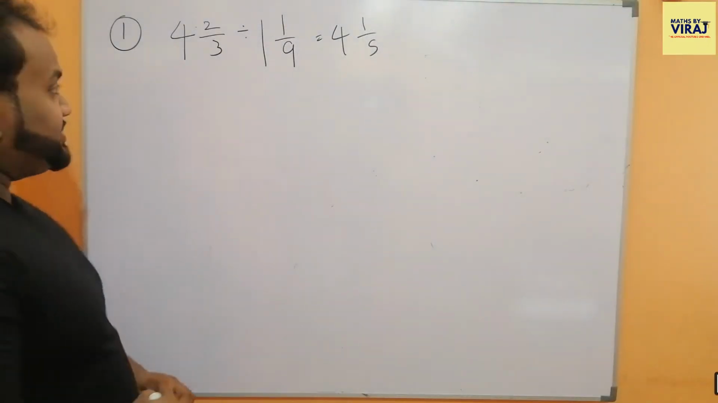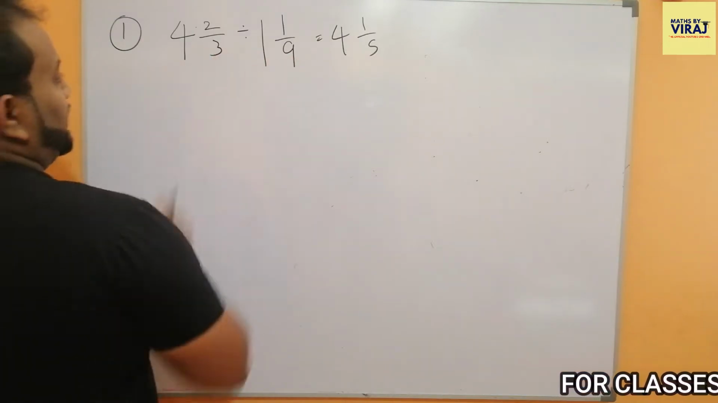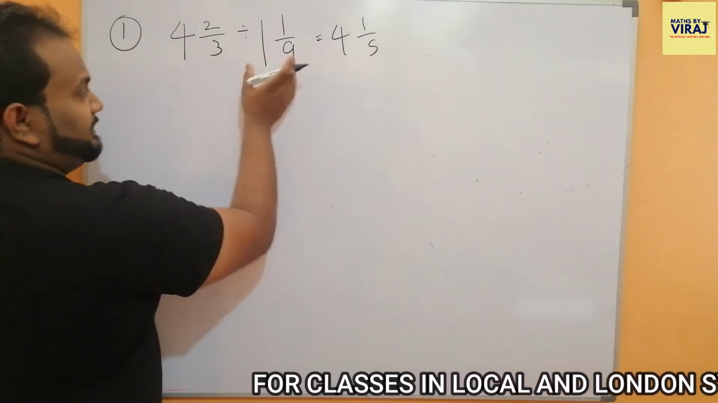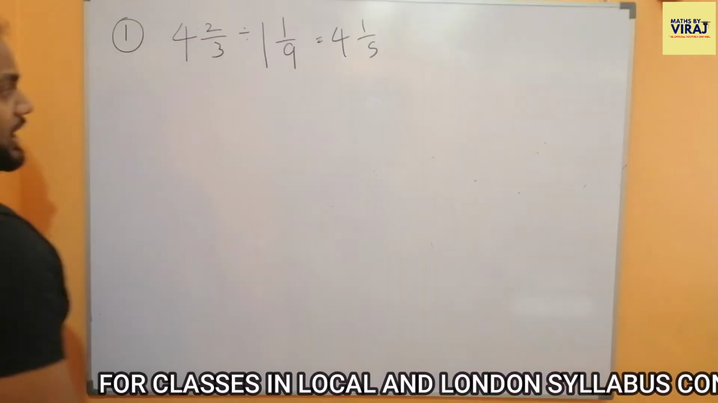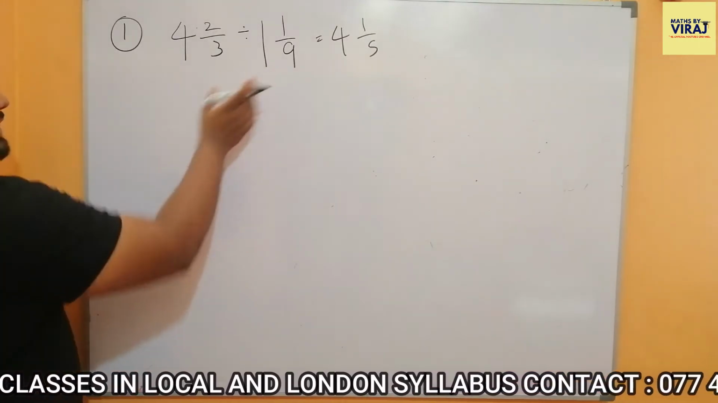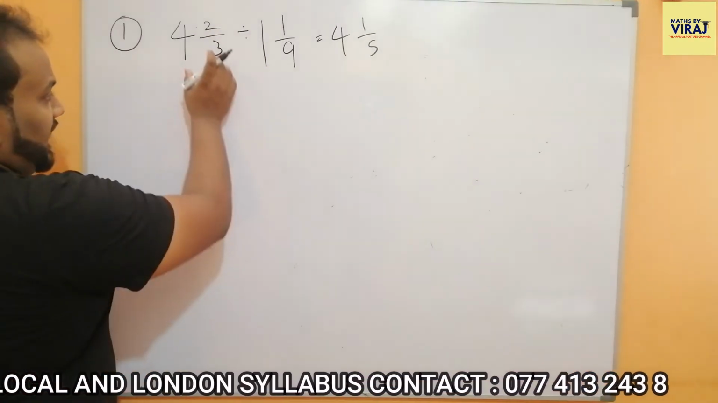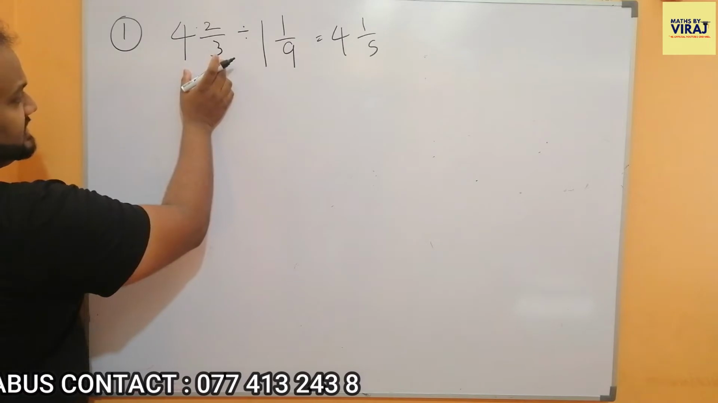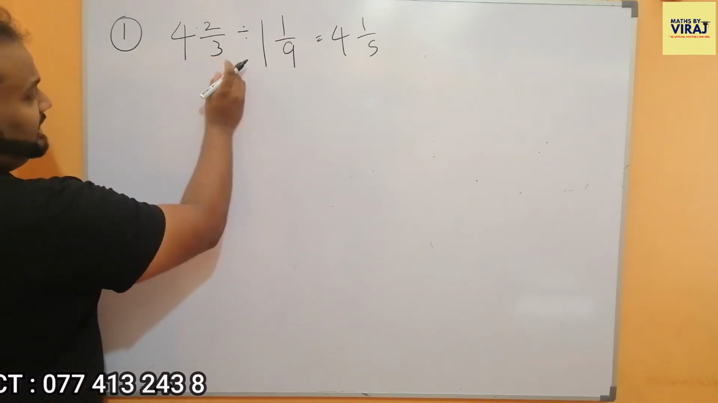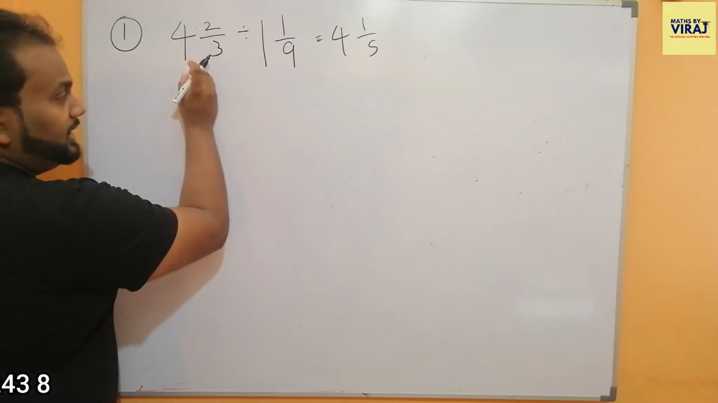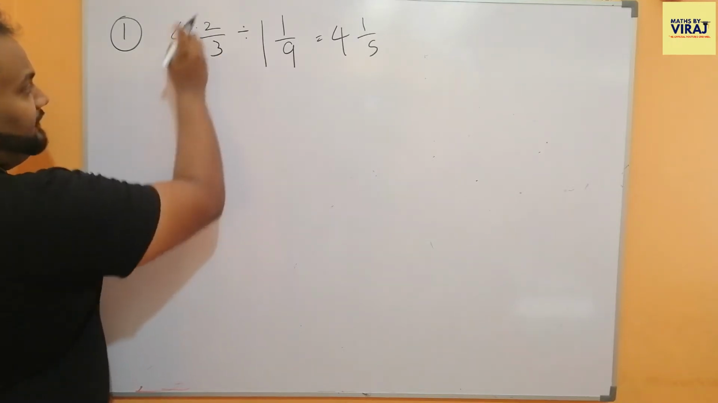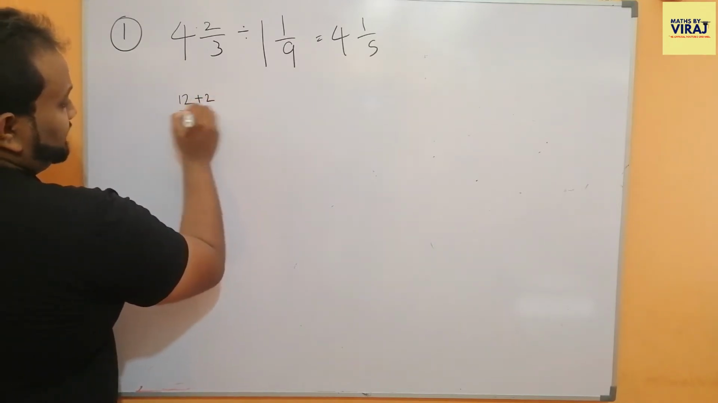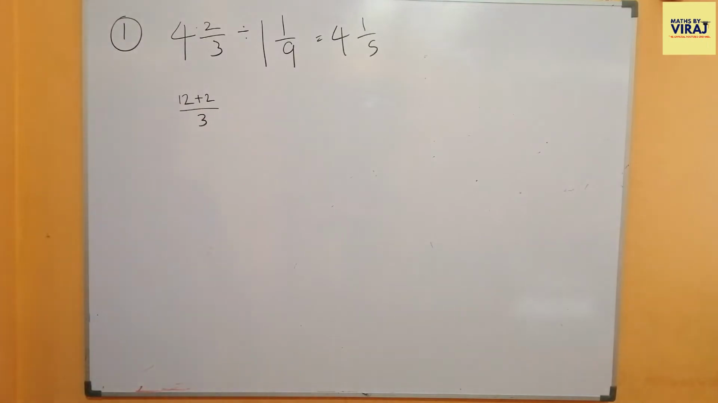Let's look at the first question, children. Here you are given two mixed fractions, and when the first fraction is divided by the second, you should get 4 and 1/5. So we cannot do calculations with mixed fractions, therefore we convert them into improper fractions. Here, to convert this mixed fraction into an improper fraction, we multiply the denominator by the whole number, 3 into 4, and to that we add the numerator. 3 into 4 is 12, to that we add 2, therefore it's 12 plus 2 over 3.